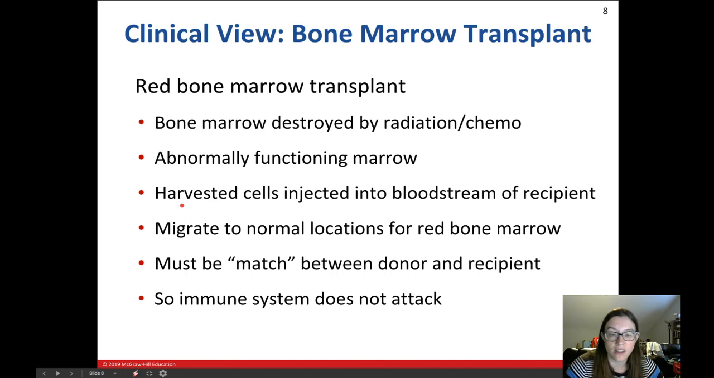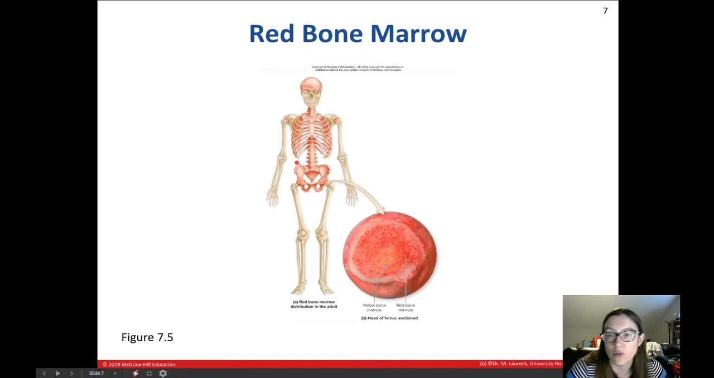And so they're going to take the cells from the donor, and in order to harvest it from the donor, they're going to have to go to the pelvis, one of these areas that has a big amount of red bone marrow, because they can't really get it from anywhere else in an adult. You have yellow bone marrow in your big marrow cavities. So they're going to have to take it from the pelvis or something.